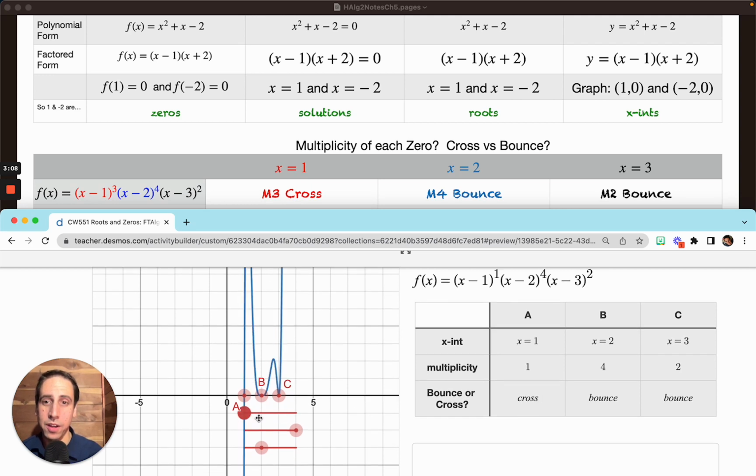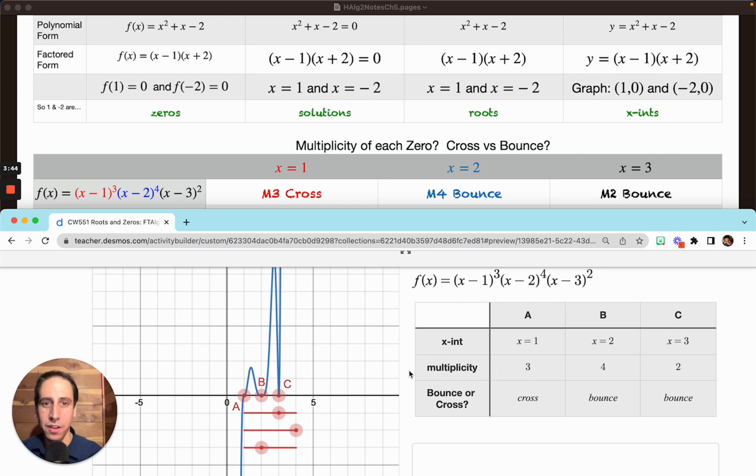These sliders right here are going to look at the multiplicities. So you've got the multiplicity of 1, 2, and 3 right here. So the multiplicity of the first 0 is 3. The multiplicity of the next 0 is going to be 4, and the multiplicity of the next 0 is going to be 2. This function has 3 different intercepts, and therefore 3 different zeros, and each of those zeros has its own multiplicity. So x equals 1 has a multiplicity of 3, x equals 2 has a multiplicity of 4, x equals 3 has a multiplicity of 2.